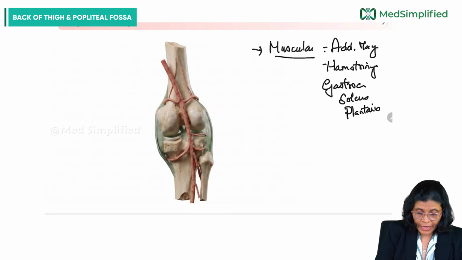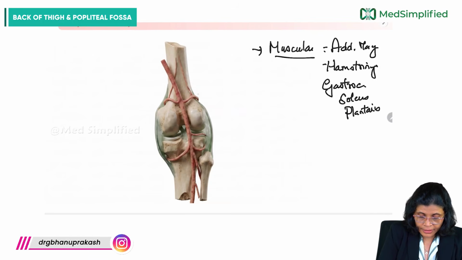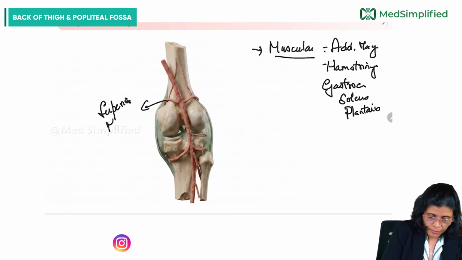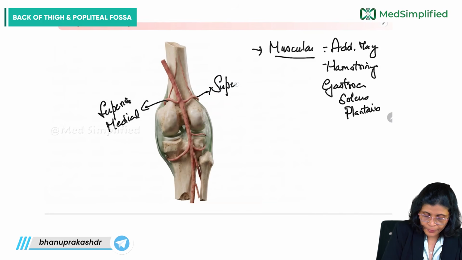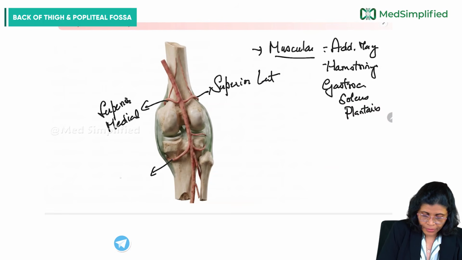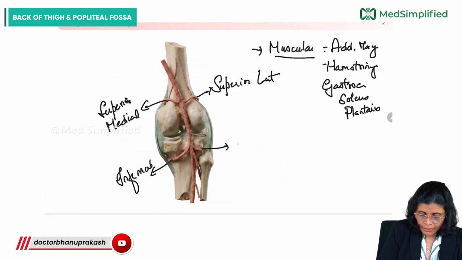The genicular branches, we have five. Here in the upper part we will see the superior medial genicular and the superior lateral genicular. They take part in the anastomosis around the knee joint. Then inferomedial and inferolateral genicular. And here we have the middle genicular branch.